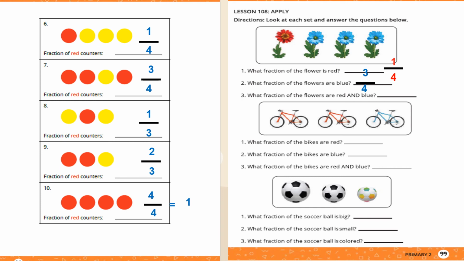Okay. Then here, what is the fraction of the flowers that are red and blue? Red and blue. What can I do? We must put the fraction bar, then the total parts, the total flowers, 1, 2, 3, 4, and the red and blue, 4. So it will be 1.